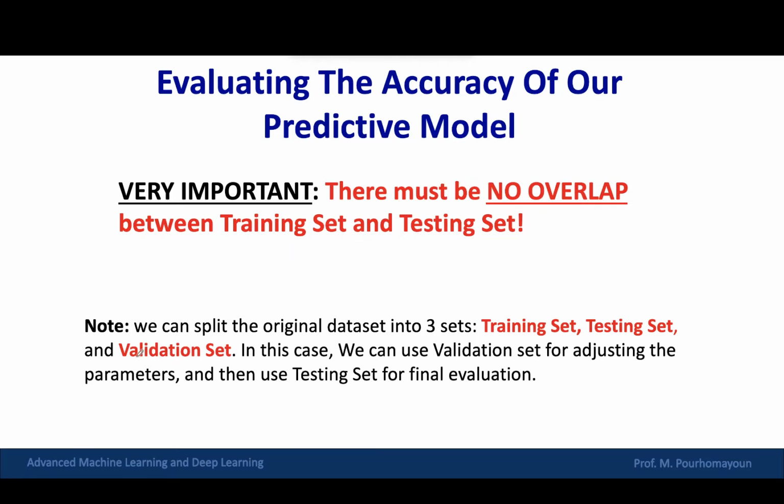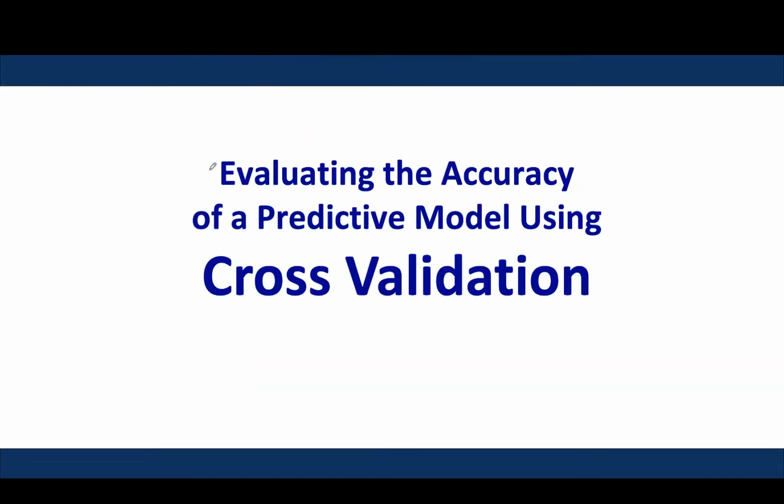As I mentioned, in some cases we can split data into 3 parts. Validation is the part that can be used to adjust the parameters. Cross-validation is probably a better, more fair way to evaluate your model.